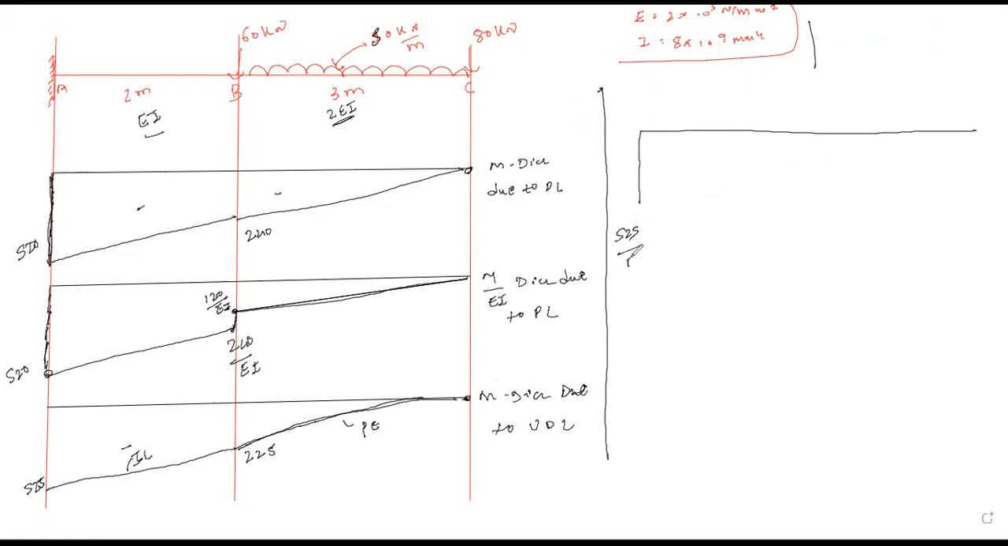525 divided by EI, because EI is constant. Then we reach here, 225 by EI. Above, we have to take half. Yes or no? 225 divided by 2, that means 112.5. Please verify. 112.5 divided by EI, and the remaining shape will be a parabolic curve. This is your inclined line. Please confirm. Is it okay?